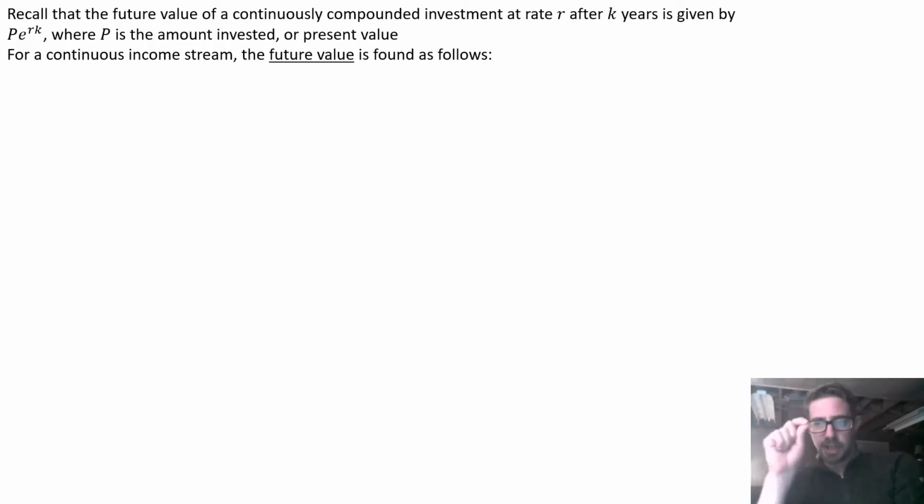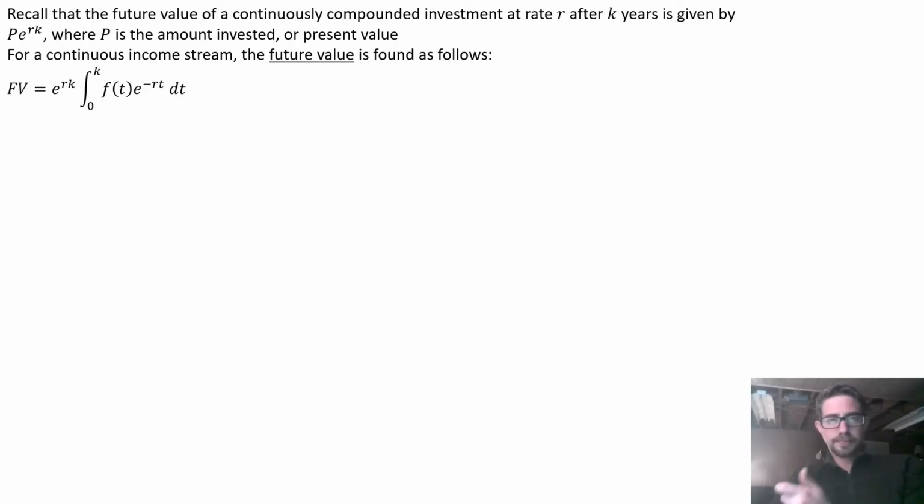So P is the initial amount invested, or the present value. That's the value of it, the future value after K years, depending on the rate R. So the future value is found like this: you take that present value and multiply it by e to the RK. Notice it's the same integral as last time, so we can use the present value to easily determine the future value by multiplying it by that factor of e to the r times however many years it is. Okay, so that's the future value formula.